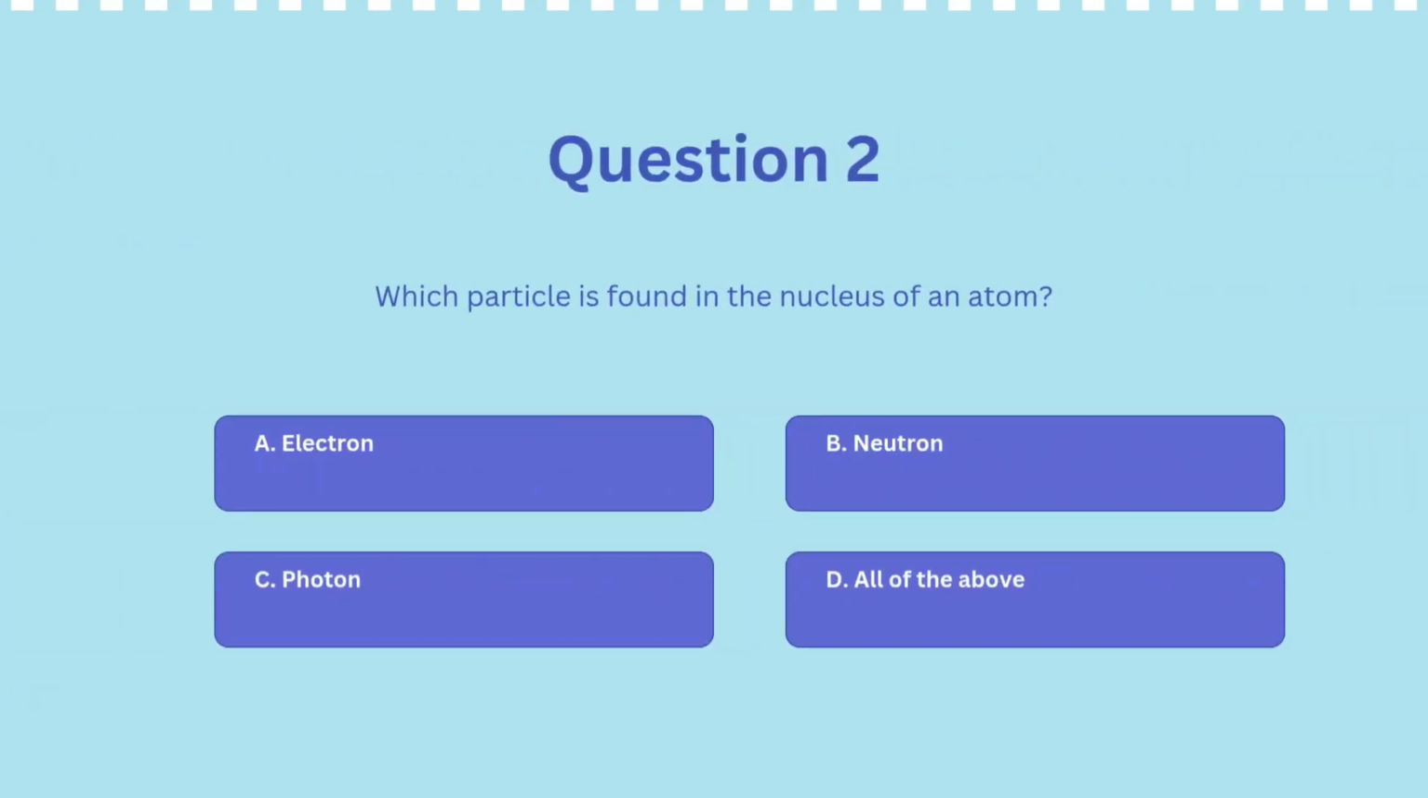Question number 2 is, which particle is found in the nucleus of an atom? A, electron; B, neutron; C, photon; or D, all of the above?